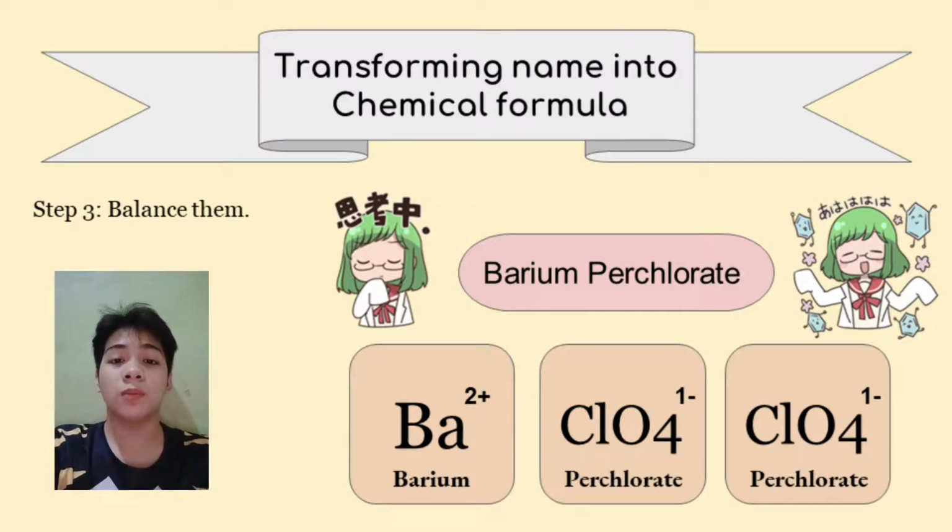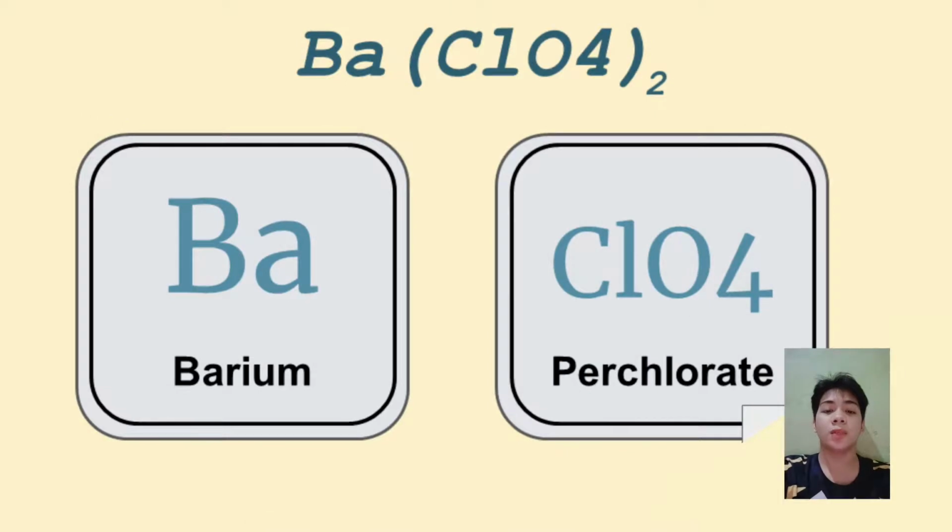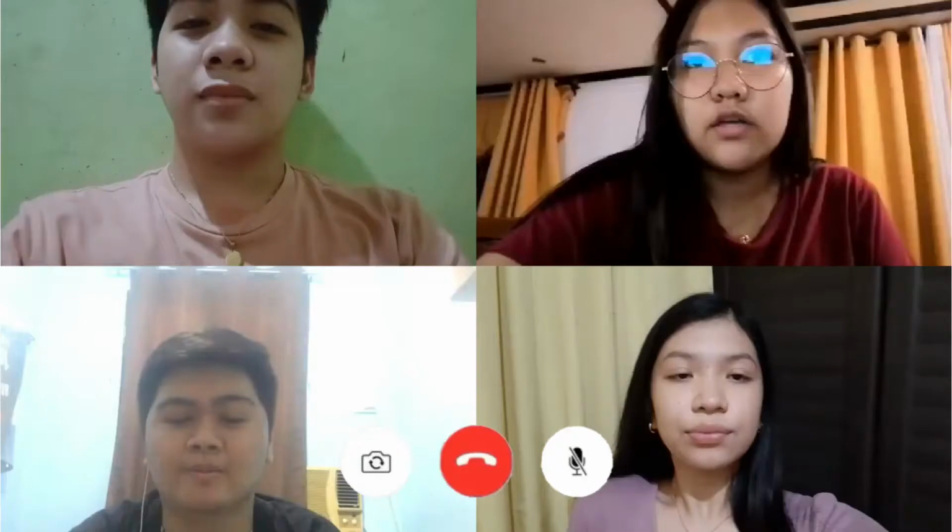So the ClO4 must be in parentheses to avoid confusion with our subscript 2, which is to be put outside the parentheses. And with that process, we will have Ba(ClO4)2. And that's it for our polyatomic compound.